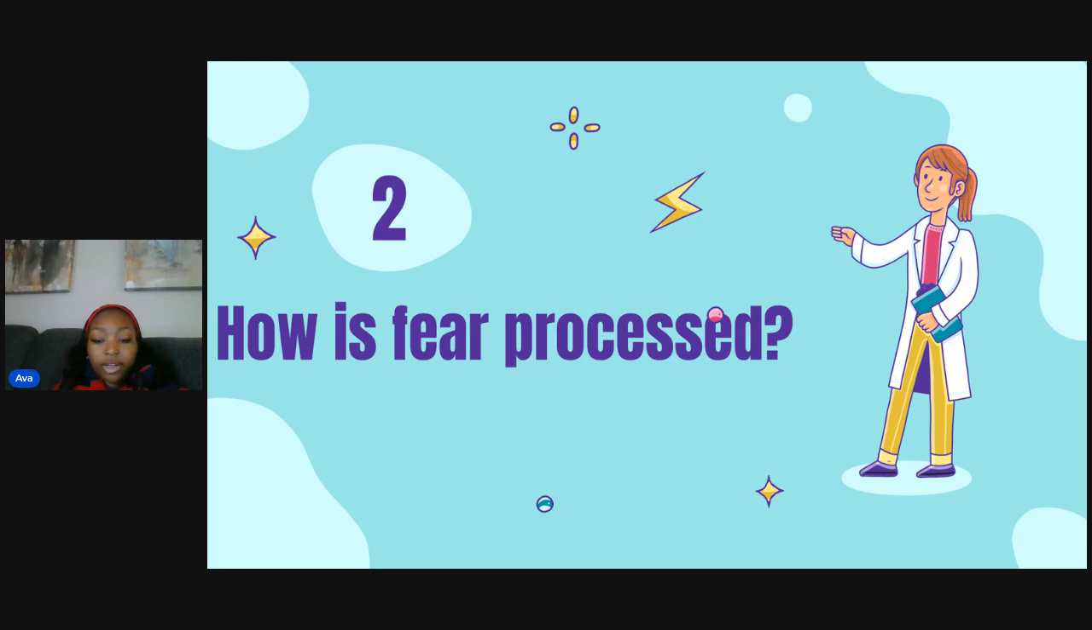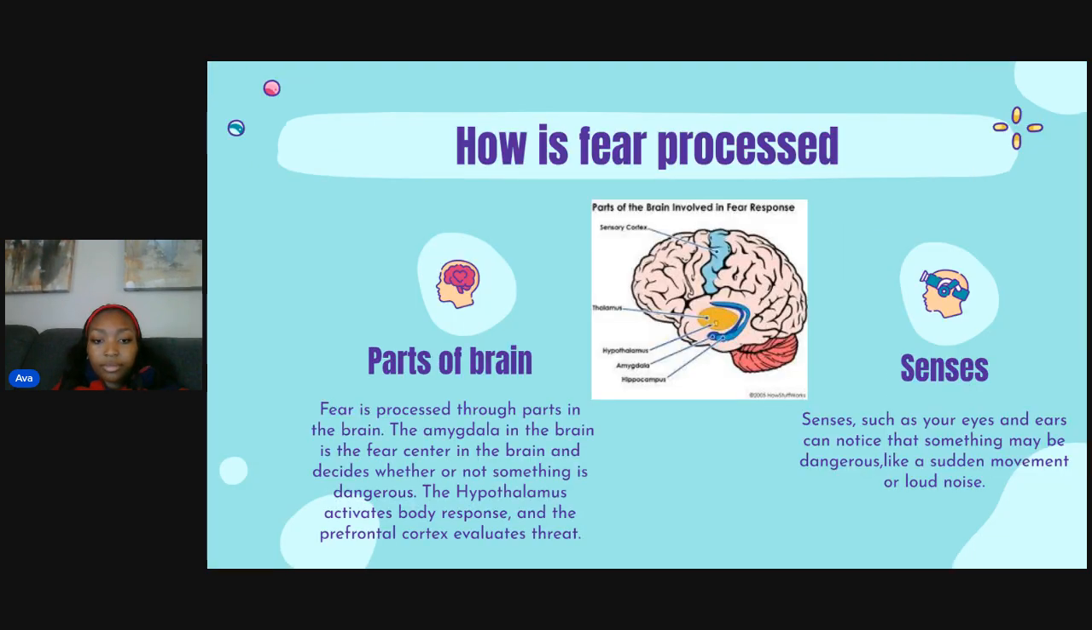How is fear processed? So, to start off with, fear is processed through parts in the brain. The amygdala is the fear center in the brain and decides whether or not something is dangerous. The hypothalamus activates the body's response, and the prefrontal cortex evaluates a threat.